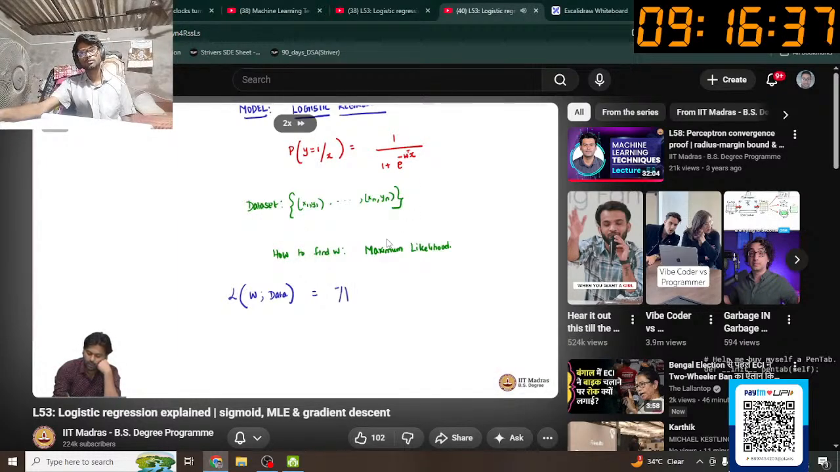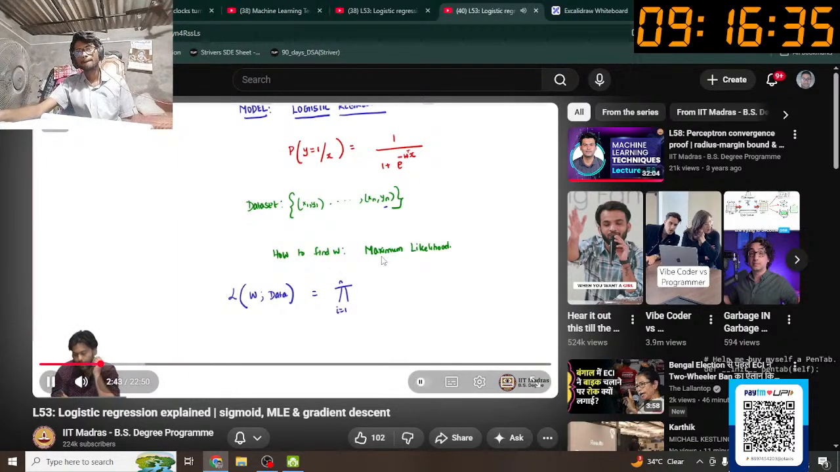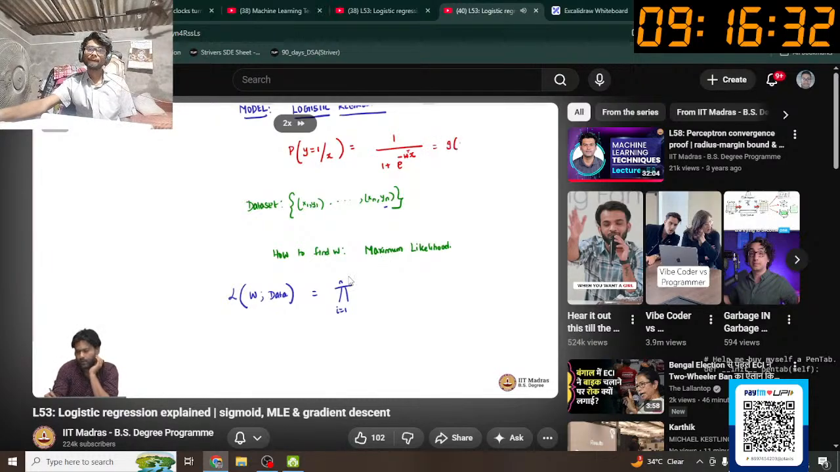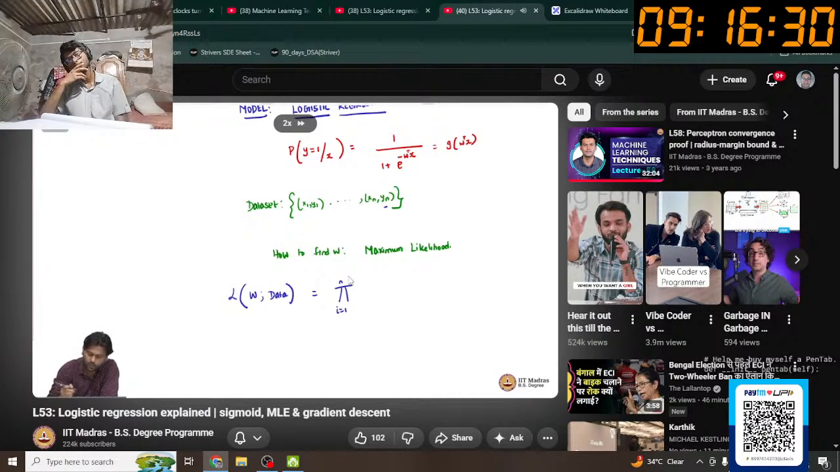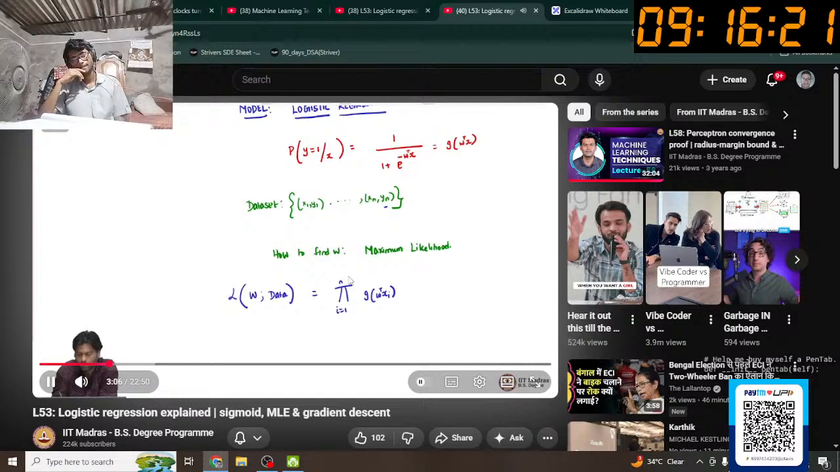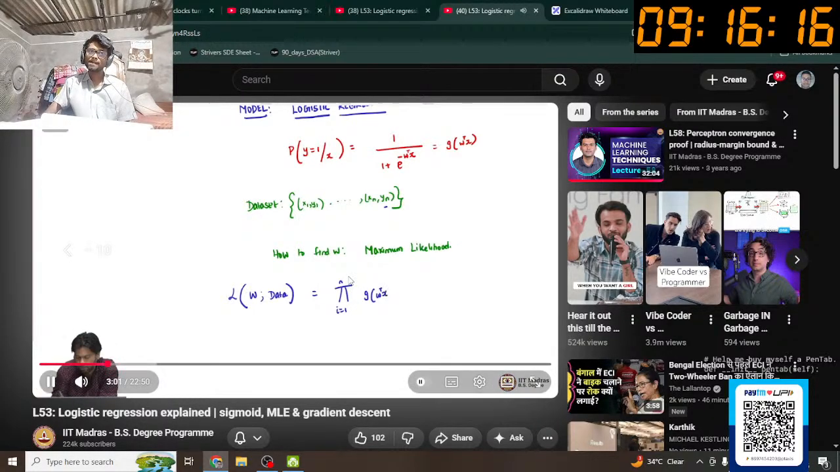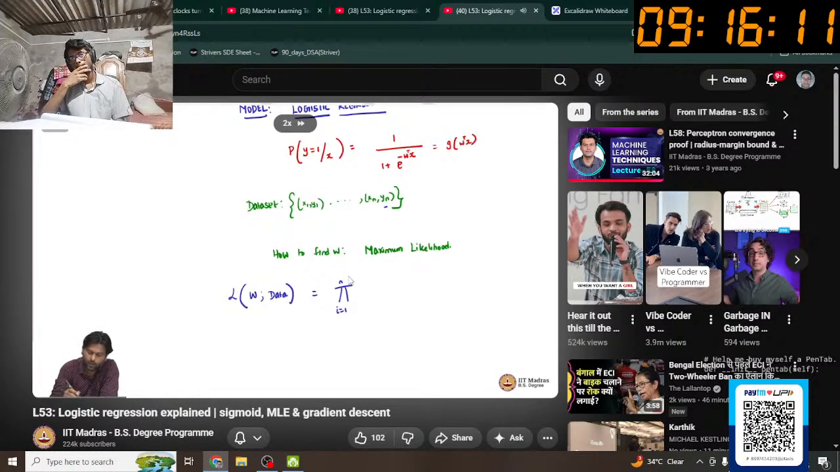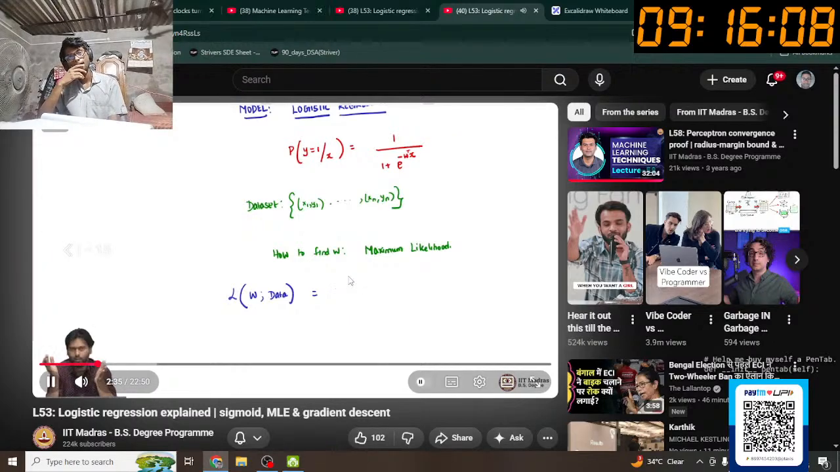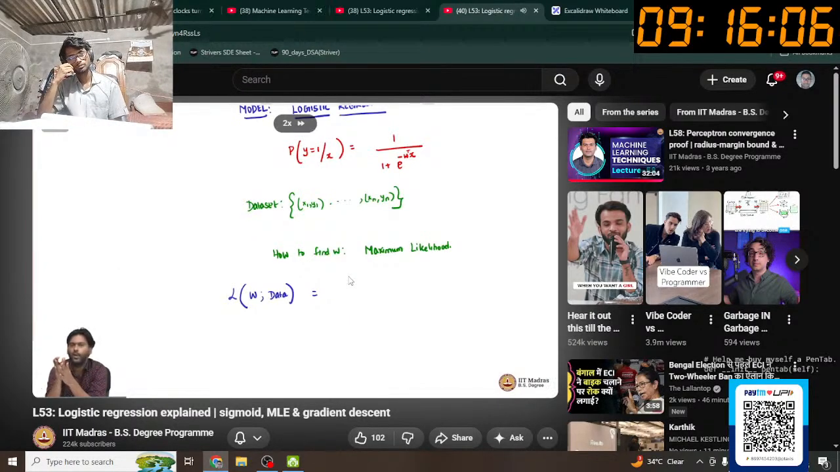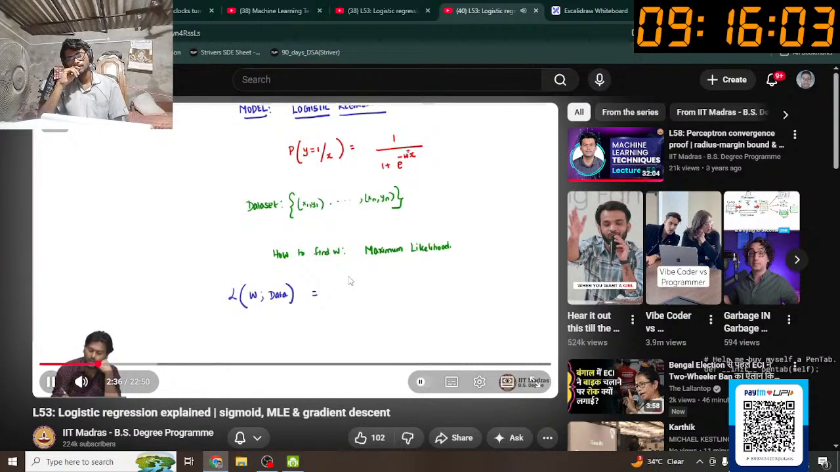So I can write this as a product over i equals 1 to n data points. Now let's call this g of w transpose x, so that it's easier to write. So this is g. For the first data point, if the label is plus 1, it happened with probability g of w transpose xi. If it is minus 1, it happened with probability 1 minus g of w transpose xi.